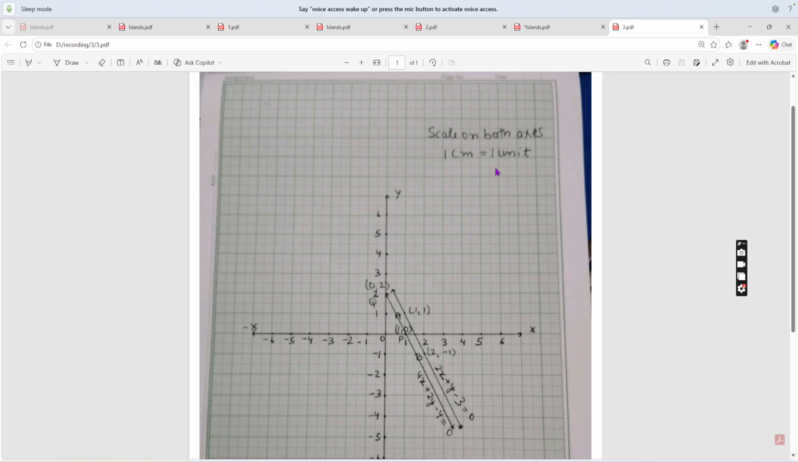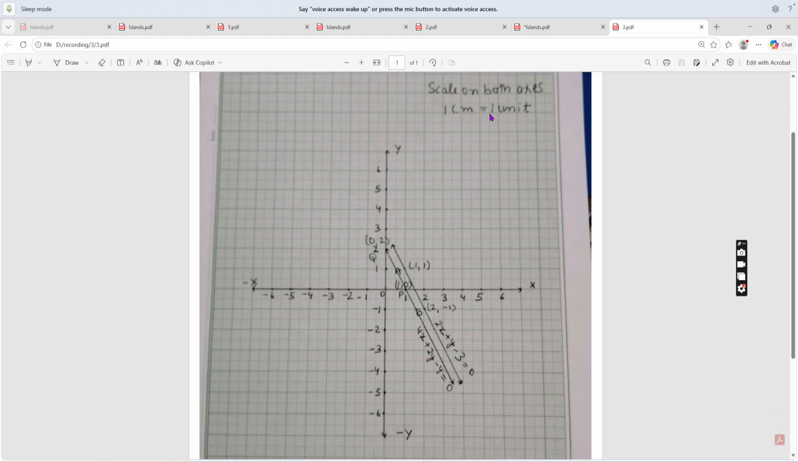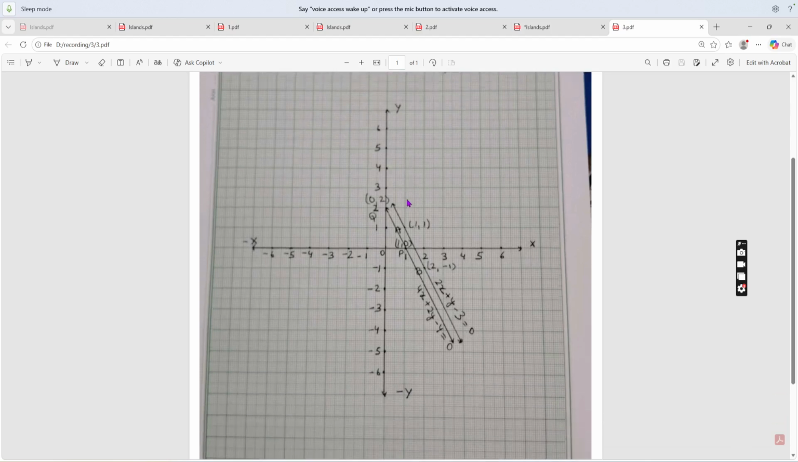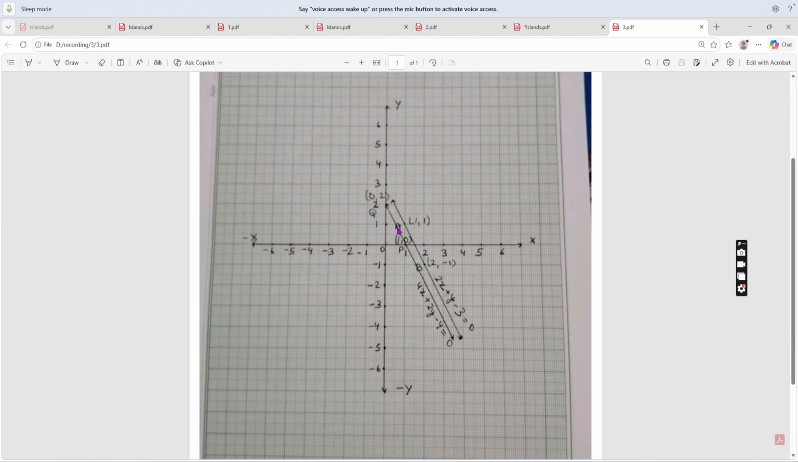Scale on both the axes, 1 centimeter is equal to 1 unit only. And just see, it is the point A, it is point B, it is point Q, and it is point P. Very simply we can see, first of all, point A. Point A is 1, comma 1. It is 1 here and 1 here. So this point is capital A. And see, this is the point B only. That is 2, comma -1. 2 is here, -1 is here.